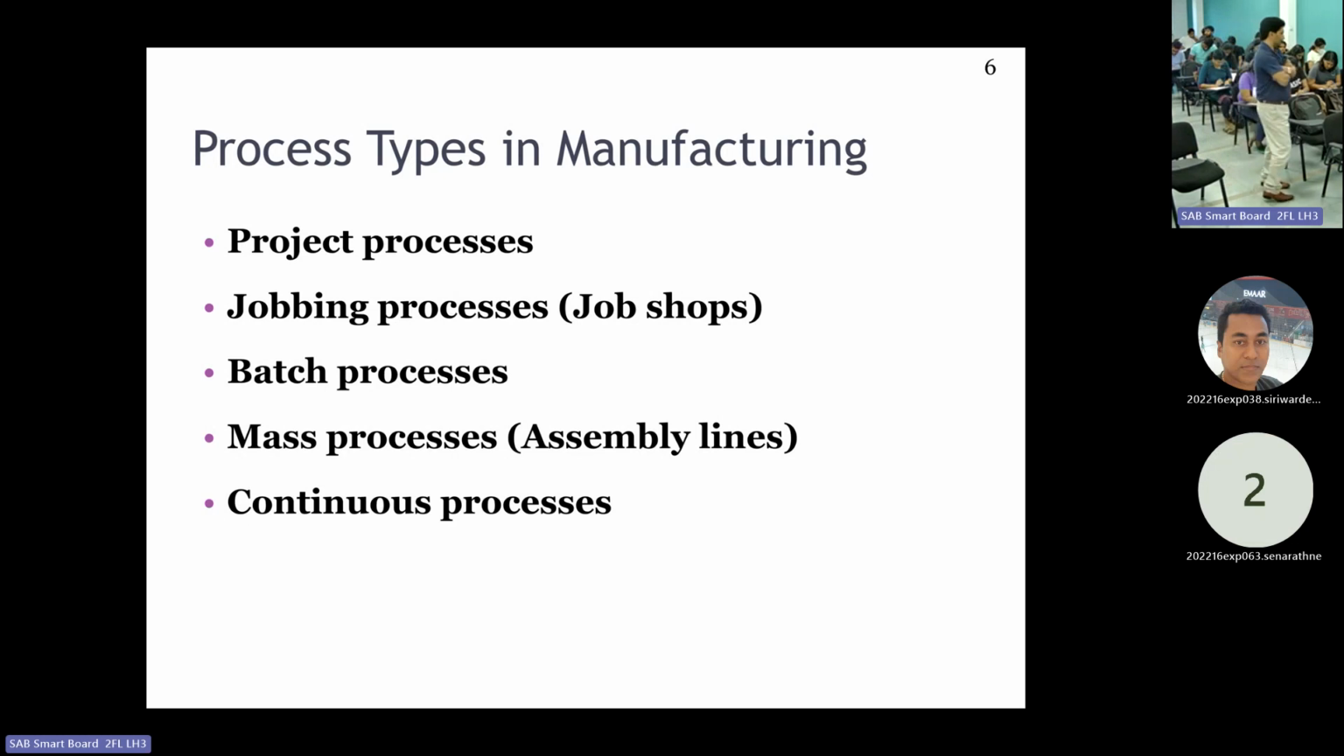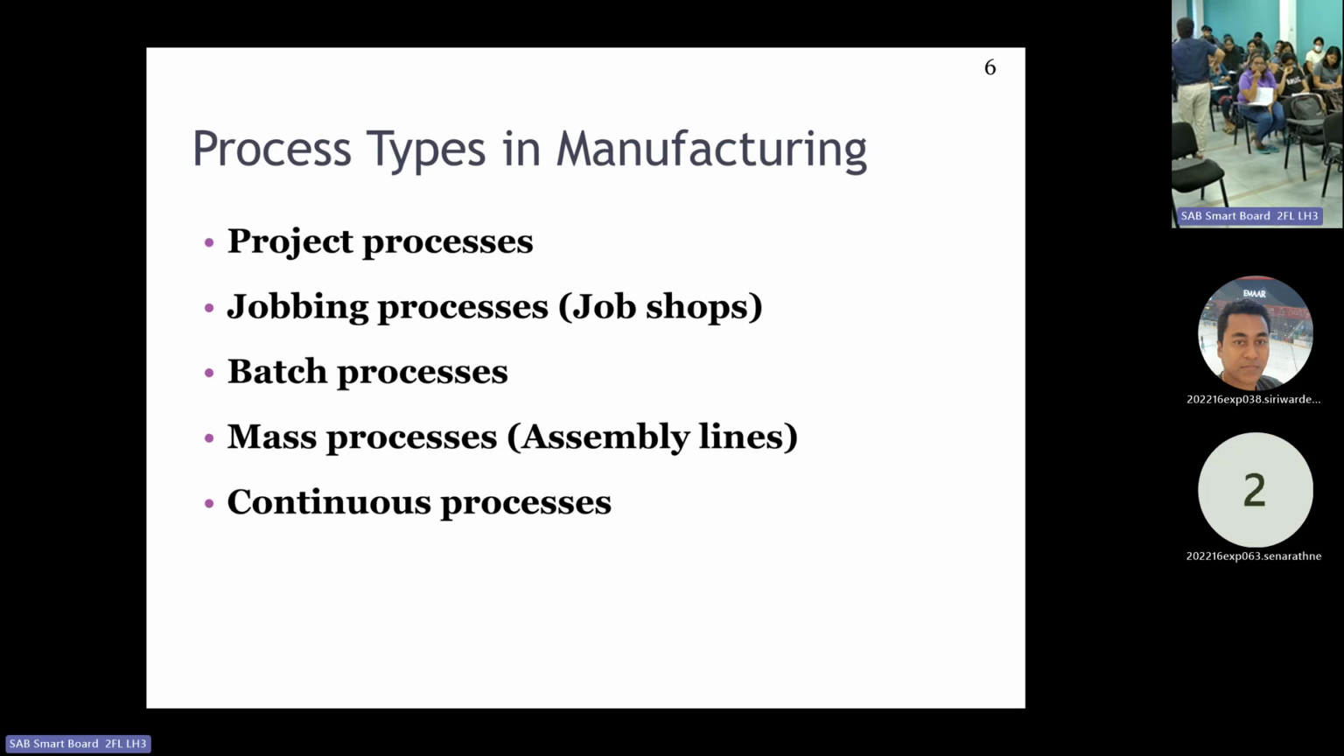Right, what we try to understand here is that there are different process types. So how are they different? In terms of what aspects are they different? Based on the criteria of process volume and variety. So in addition to that, different types.